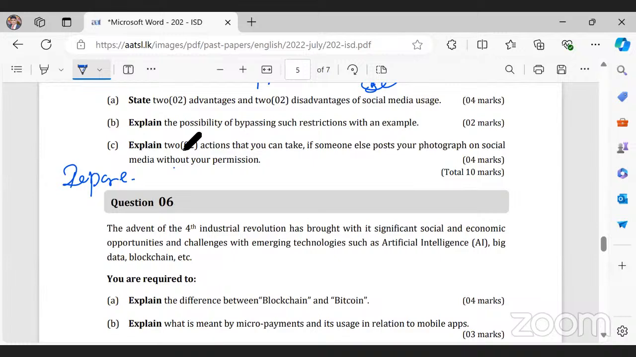If we consider some characteristics, decentralization is one characteristic. Unlike traditional databases, blockchain does not rely on a central point of control. Each participant, most probably we can say node, maintains a copy of the block, right? The other one is transparency.